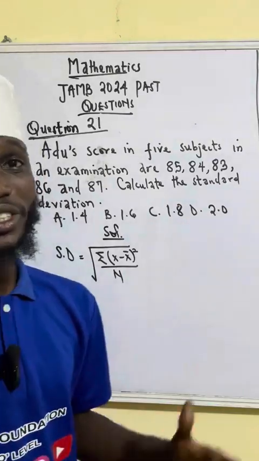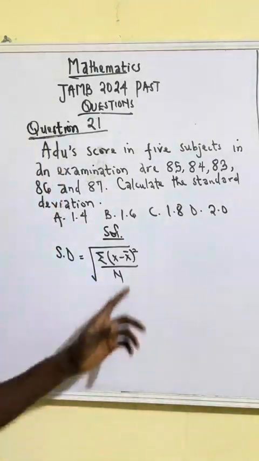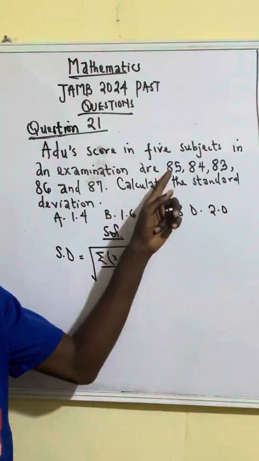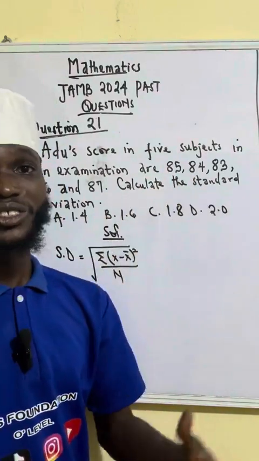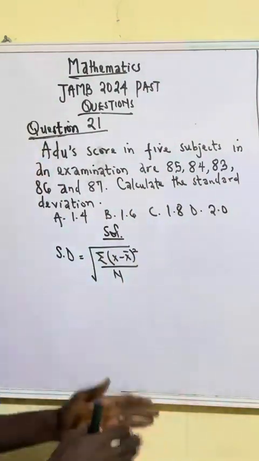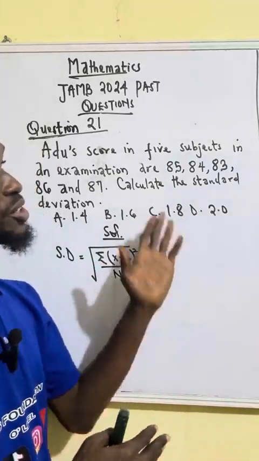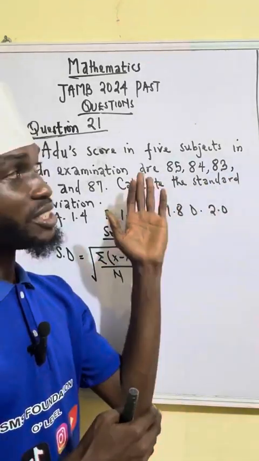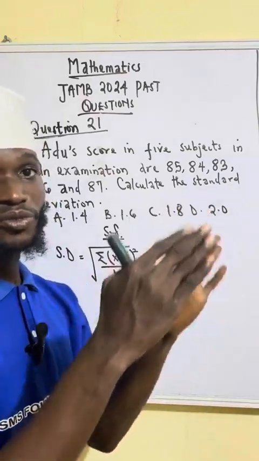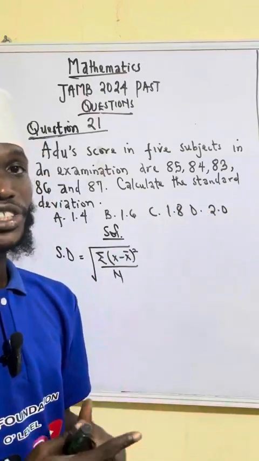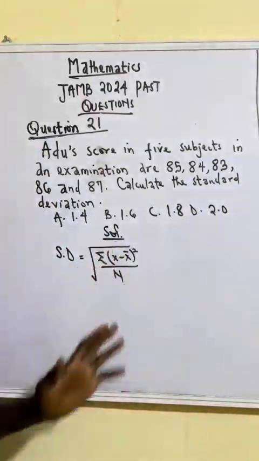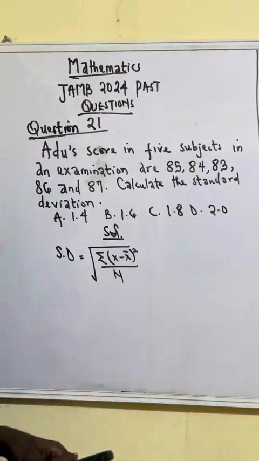We have two of this kind of formula. Because this is a set of numbers like 85, 84, it's not a frequency distribution, so this formula is the best. Assuming it's a frequency distribution, if the data is presented in form of a table, then the formula will change. But for now, this is what will best give us our answer.